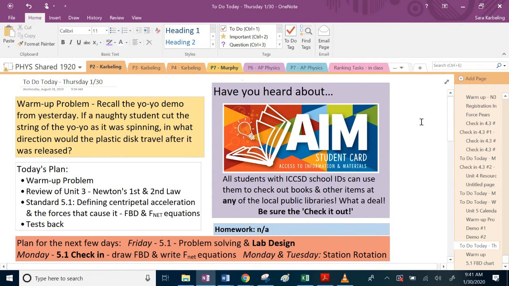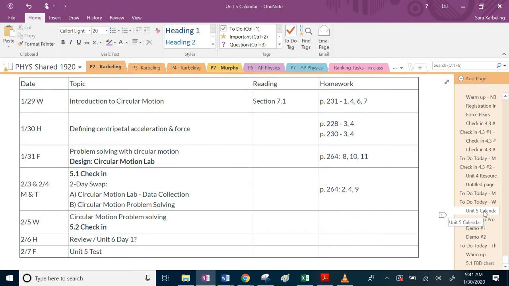So just a friendly reminder, if you're looking at the calendar for this unit, it's going to go fast, and that's why I want to make sure you see it, okay? So we're going to design our lab tomorrow, check in on Monday. We're going to do another check-in on Tuesday that's based on the stuff we're doing Friday and Monday, review Thursday, and then we're testing next Friday. So we'll figure that out, okay?